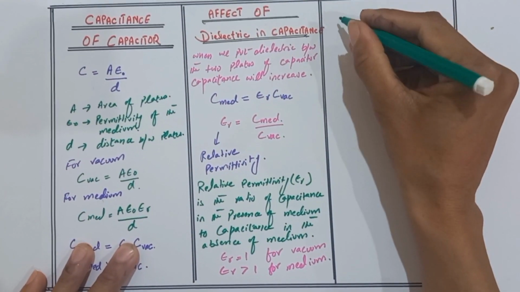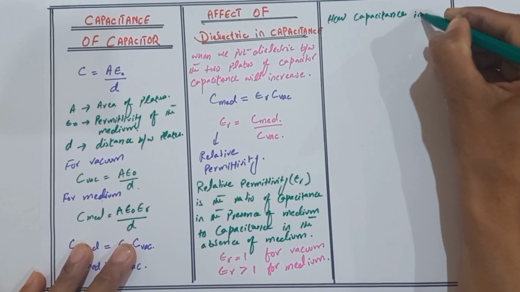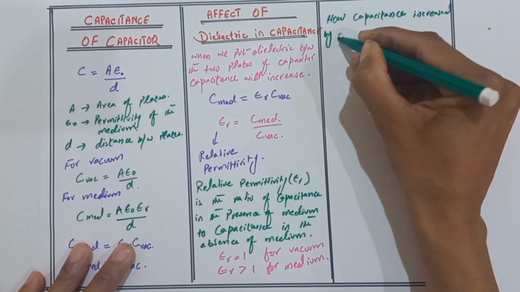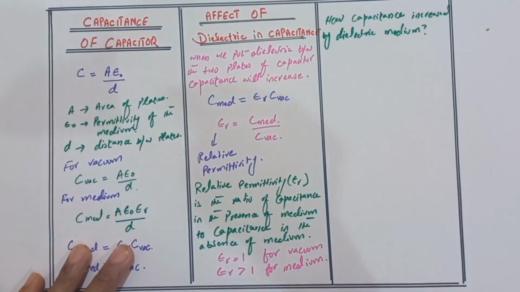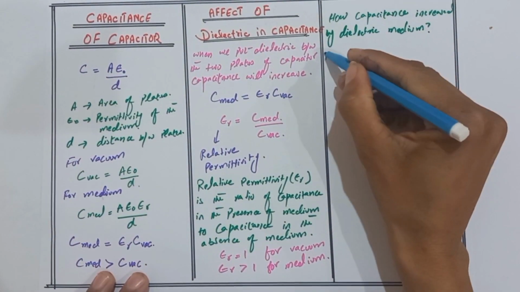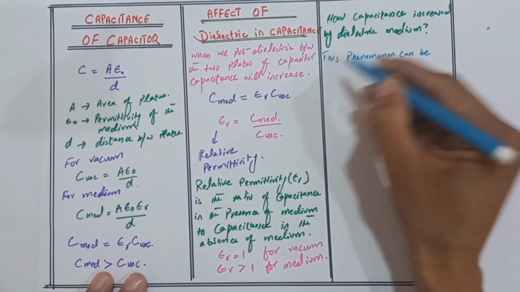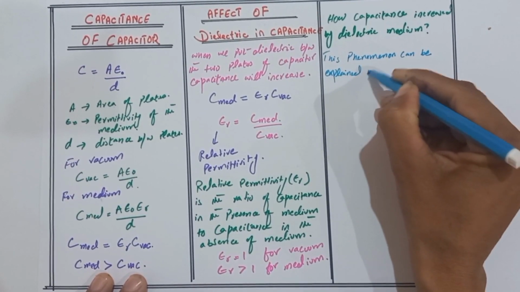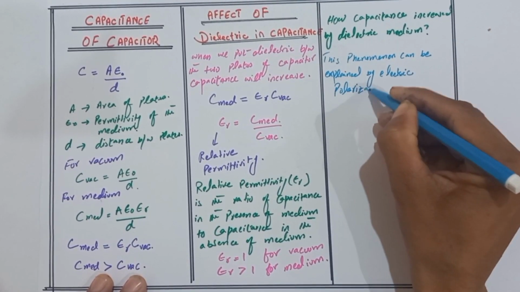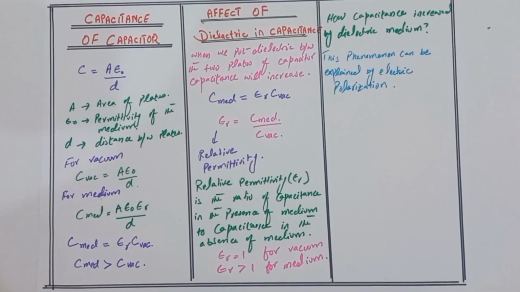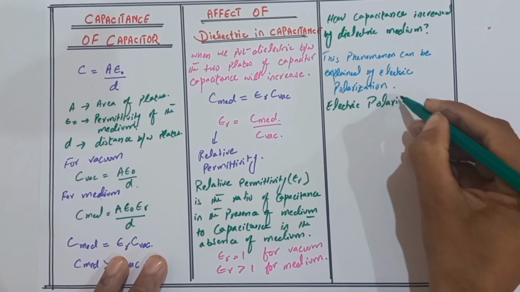Now the question arises: how does capacitance increase by a dielectric medium? This phenomenon can be explained by electric polarization. Now, what is electric polarization?